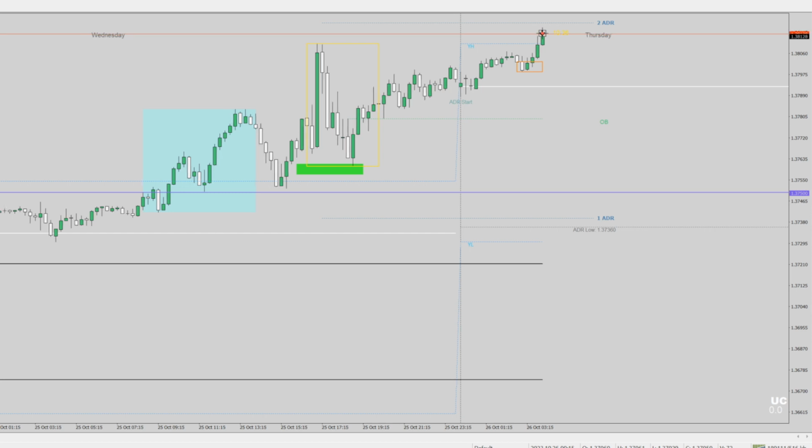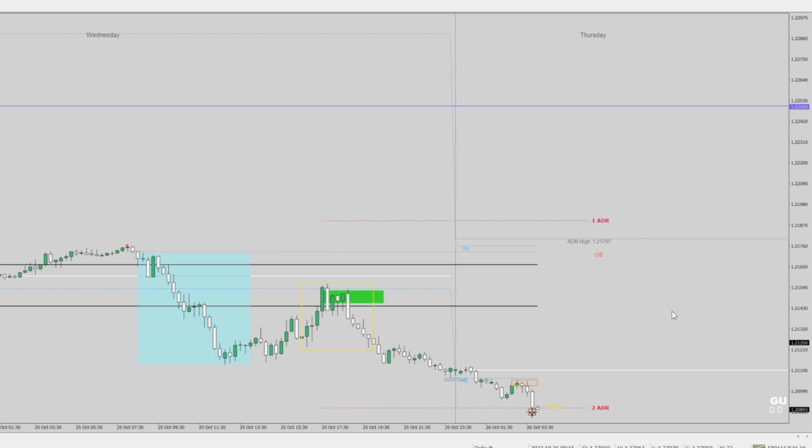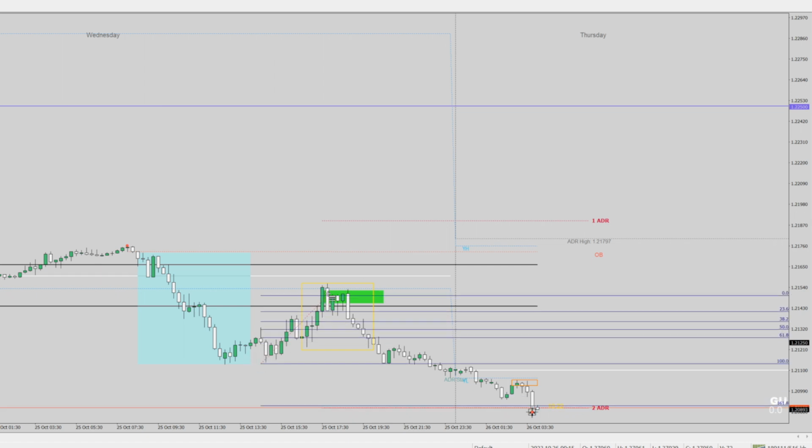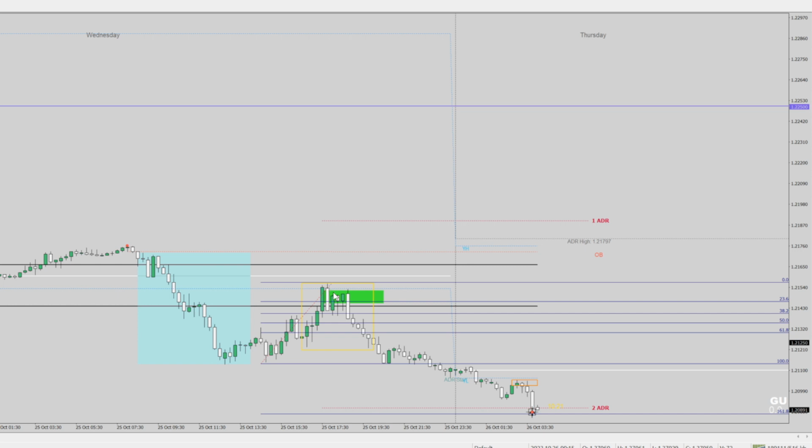Let's look at GU. Same thing. This was beautiful. So beautiful. I took the retracement from the low to the high. And that was that. I must have done something a little bit different.